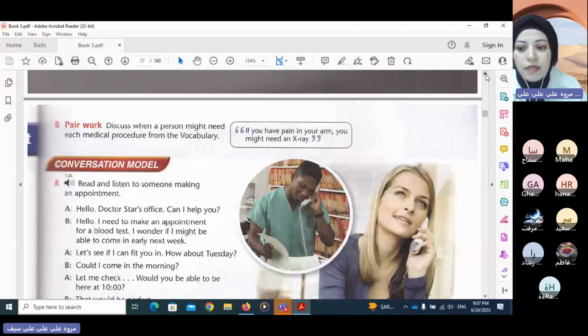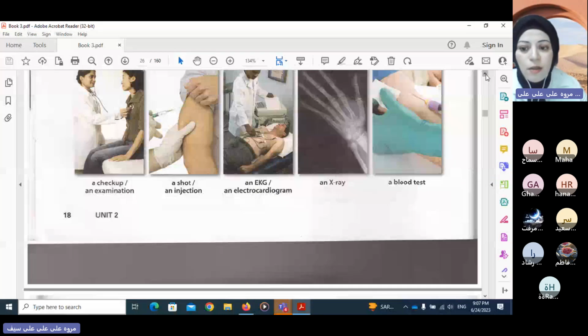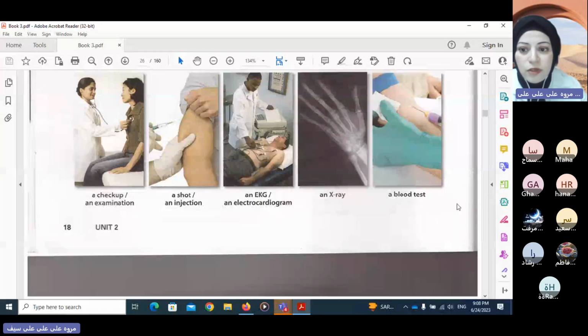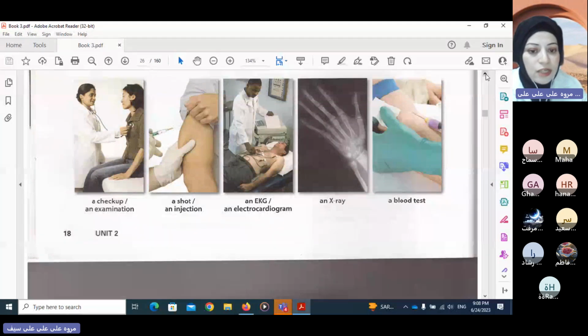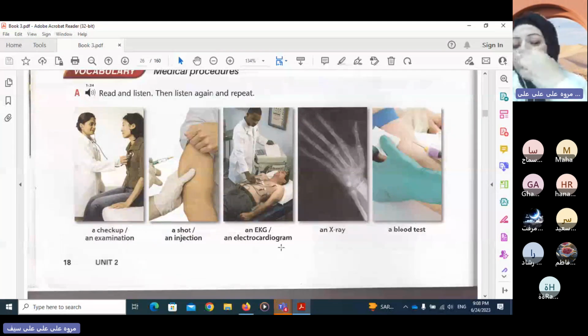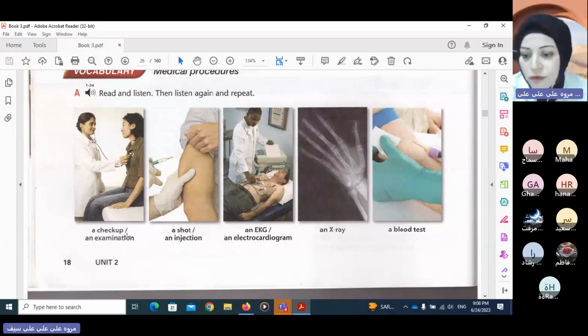These are the medical procedures that we studied last session. The blood test, if you can see the pictures, the X-ray, the EKG or the electrocardiogram, the shots or the injection, the checkup or examination. Okay, we need to revise all these words regularly, not to forget them.